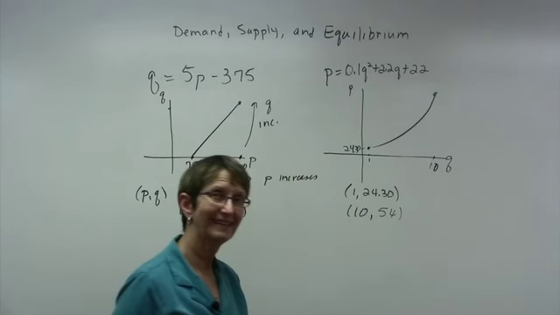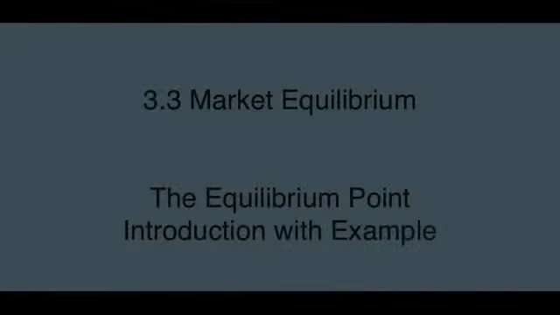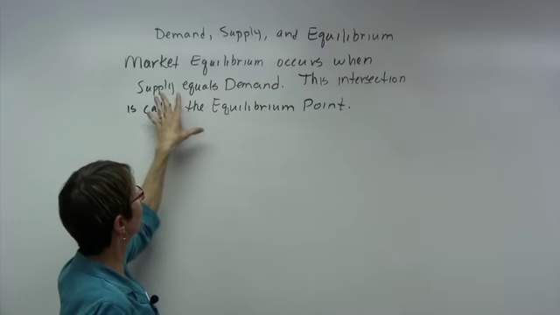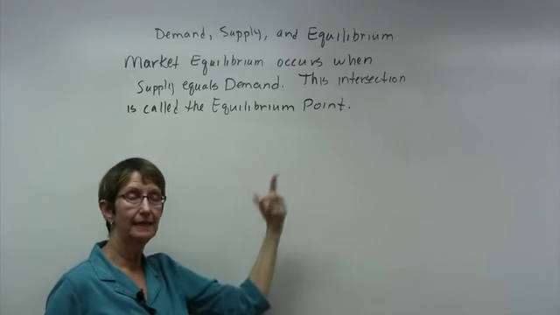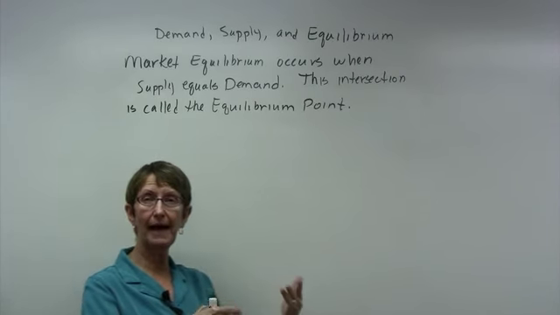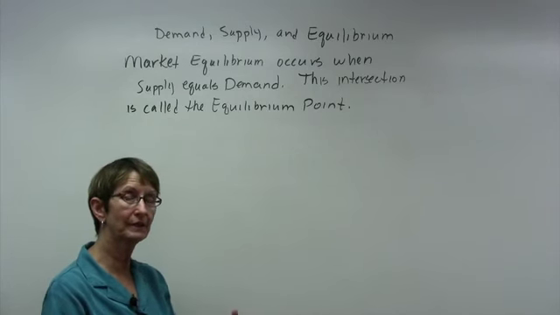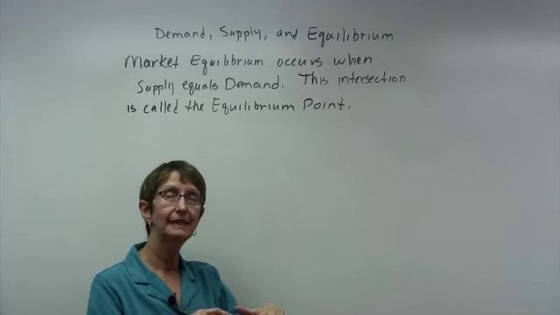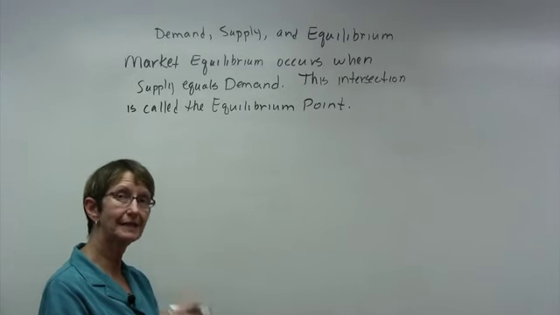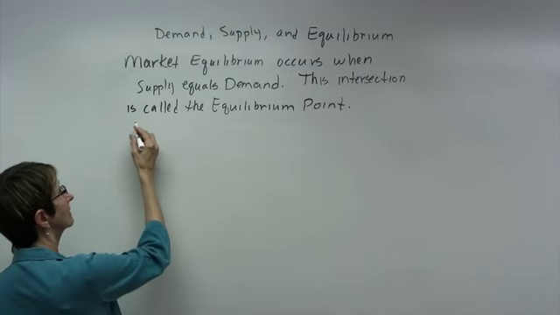Okay. So in general, a market equilibrium occurs when supply equals demand. Consumers are willing to buy exactly what suppliers are willing to supply. This intersection is called the equilibrium point. So let's look at a demand equation and a supply equation and find it.